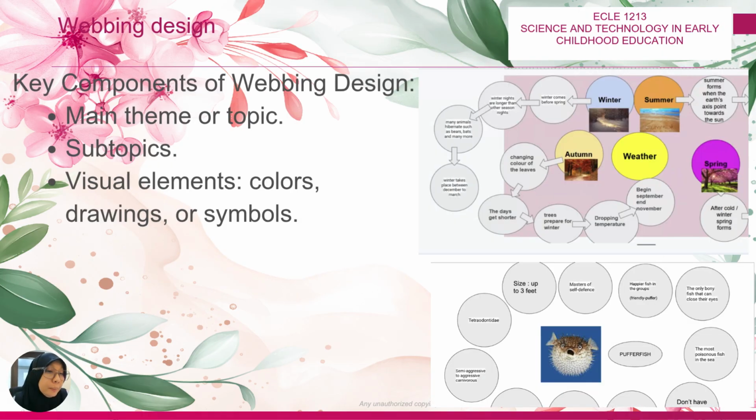In a webbing design, we know that webbing can help us to organize our ideas visually. So what are we going to have in the webbing? Basically, we need to have the main theme or the topic that we are going to discuss or learn in the science lesson. The main theme or topic is the big idea that everything else will expand from, that everything else will be connected to.